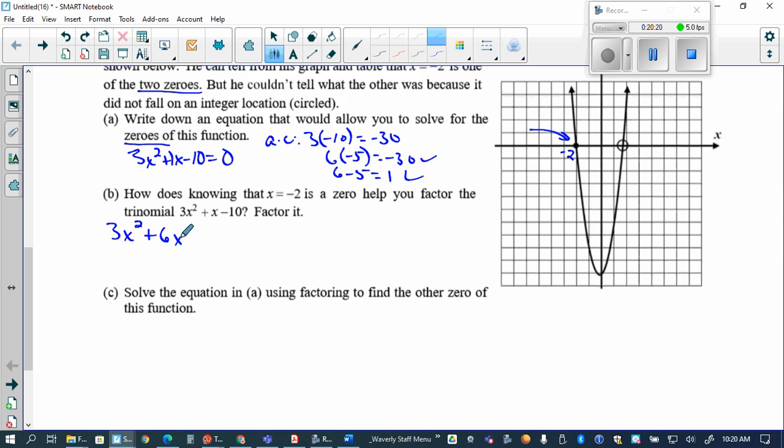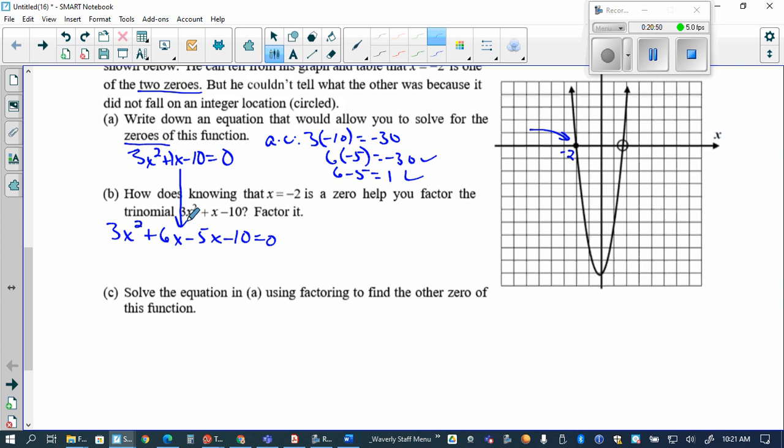Remember, I changed my mind about how we're going to do this one? Okay, so plus 6x what? Minus 5x minus 10 equals 0. See, isn't this my 1x? 6x minus 5x. This is from the equation they gave us. 6 times negative 5 is -30.